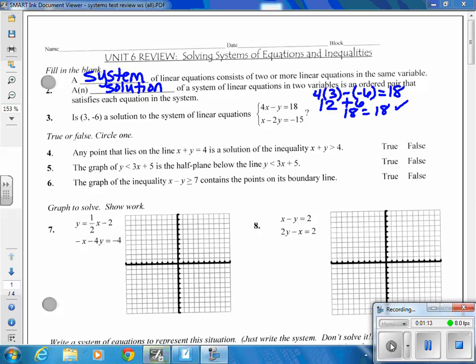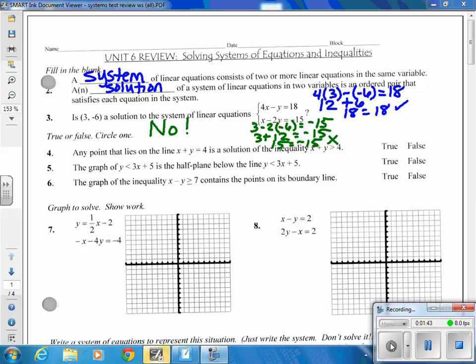Right, so when we go to test it out in the second one, same two numbers go in the x and the y spot. So this is 3 minus 2 times -6 equals -15. -2 times -6 produces a positive 12. So 3 plus 12 equals -15. When we're finished, positive 15 equals -15 is not a true statement. So because one of these equations it did not work in, the entire ordered pair will not work. So it's definitely a no.